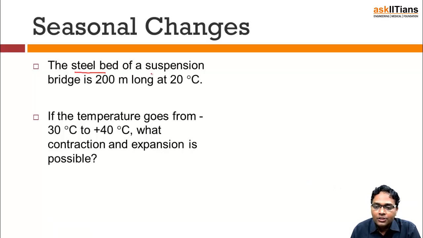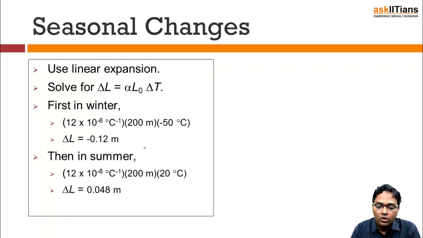We have the steel bed of a suspension bridge that is 200 meter long at 20 degrees centigrade. If the temperature goes from minus 30 degrees centigrade to 40 degrees centigrade, what is the contraction and expansion that is possible? You see that it has a length of 200 meter at 20 degrees centigrade. Now what you need to find out is how much is the contraction or expansion that is possible. For linear expansion, delta L is going to be equal to alpha L0 delta T.